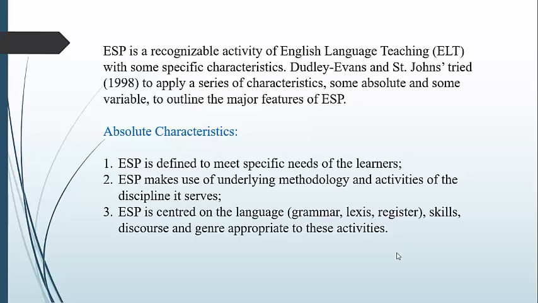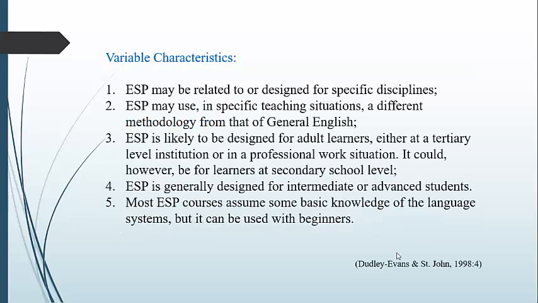We have the first one. ESP is defined to meet specific needs of the learners. Number two, ESP makes use of underlying methodology and activities of the discipline itself. Number three, ESP is centered on the language, that is to say grammar, lexis, register, skills, discourse, and genre appropriate to these activities. These are the absolute characteristics. Now let's move to the variable ones.